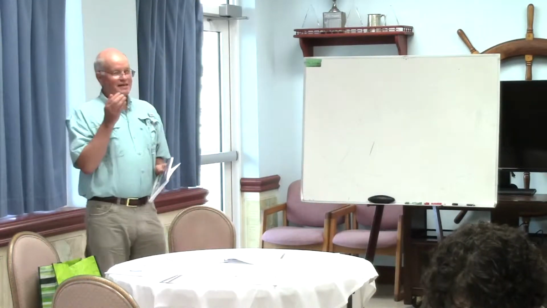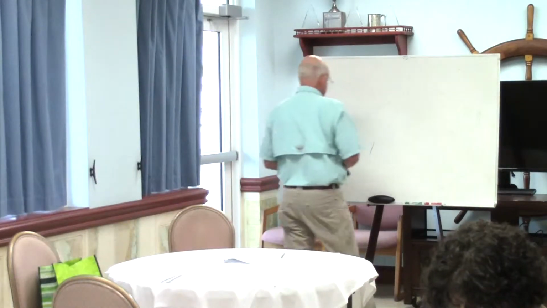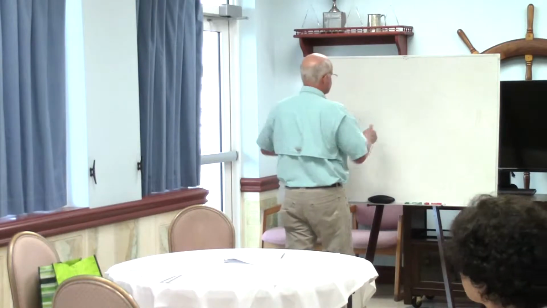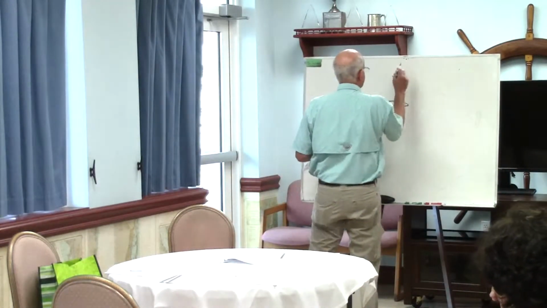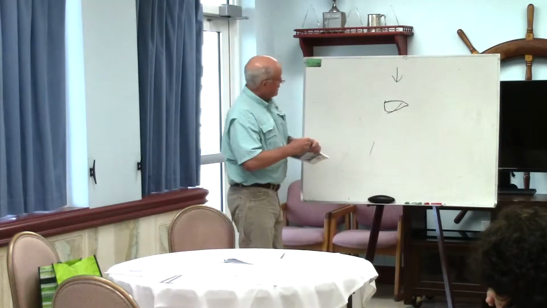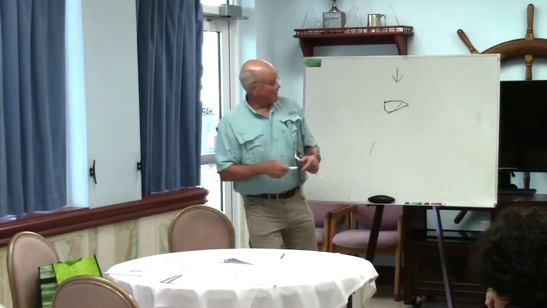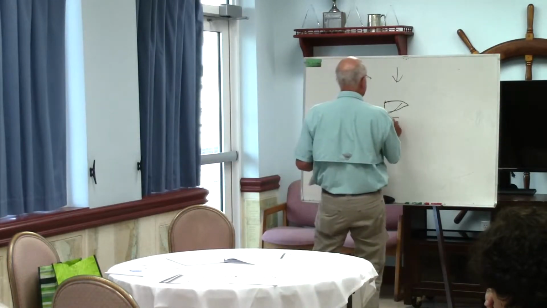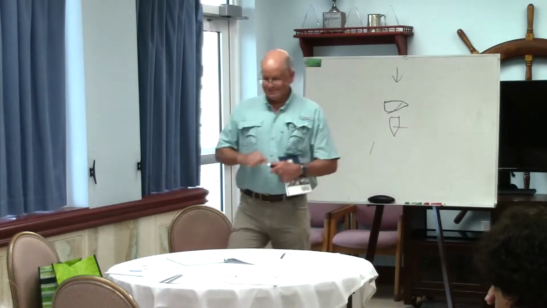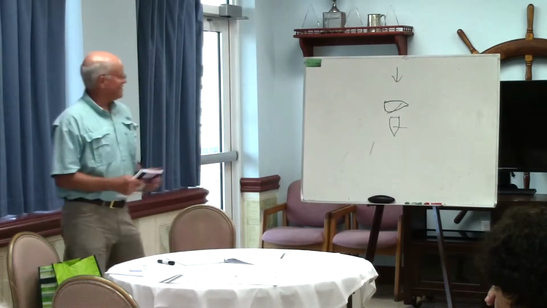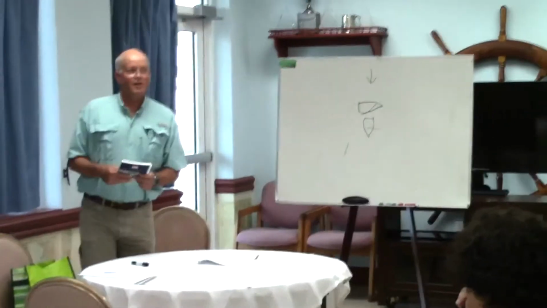Because you can be sailing on a beam reach, coming this way, and you can easily tell this is leeward, this is windward. But if you're sailing downwind with the sail out, you can't always tell which side is windward or leeward by where the wind's coming from.